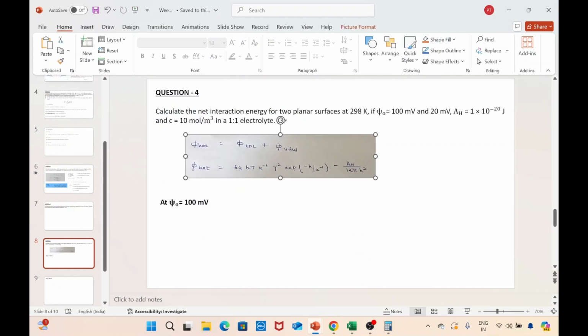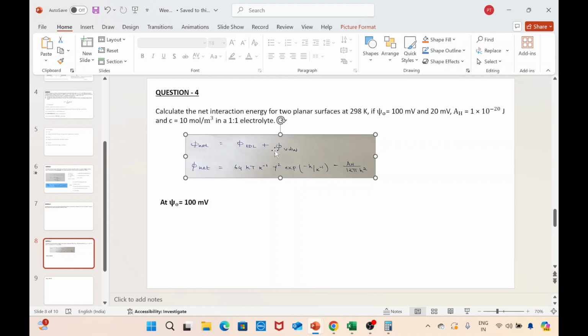So your net interaction energy is nothing but the sum of the electrical double layer repulsive forces and the van der Waals forces of attraction that exist between two planar surfaces. So these two interactions together make your net interaction energy. That expression is given as: phi of the electrical double layer repulsive forces is 64 kT kappa inverse psi square exponent of minus h by kappa inverse.